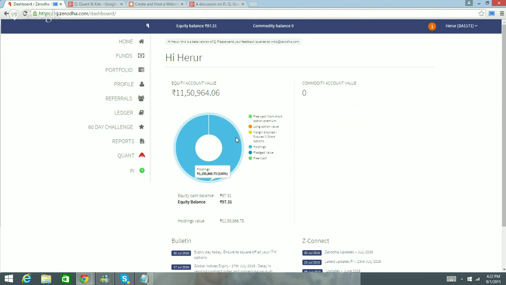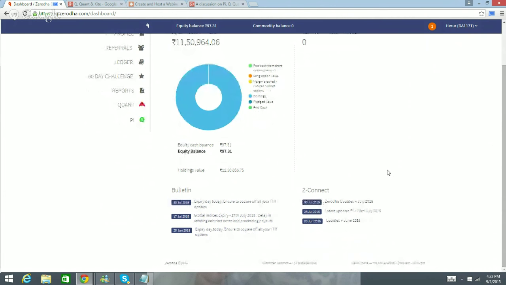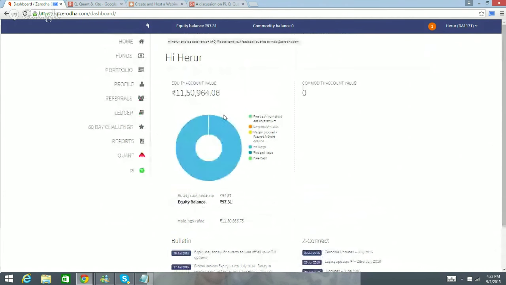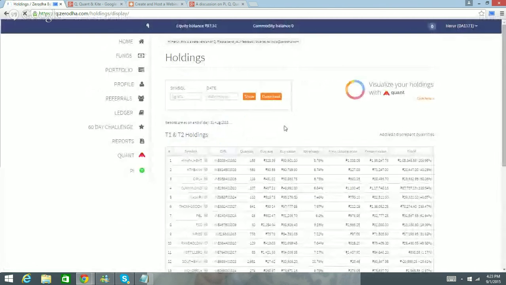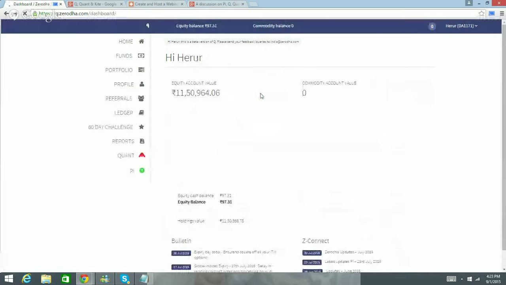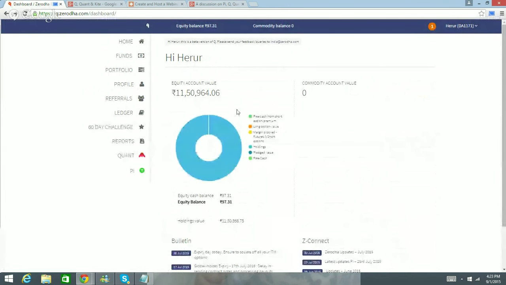So if you click on the holdings, let's start from the holdings. The idea behind showing these two donut charts is to make sure everyone gets a quick view of what is happening on his account. As you can see, we also have links to Bulletin and Z-Connect here. So you click on the holdings. Wherever you click on the donut chart, it'll take you to that link. I can go to holdings either by going to portfolio and holdings, or I can go to holdings directly. I just click on it and it takes me to holdings.